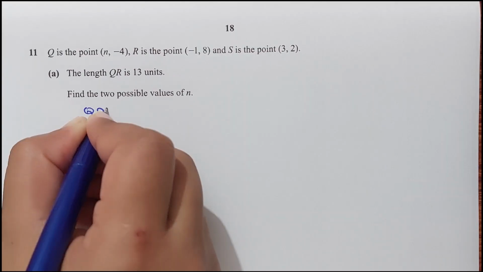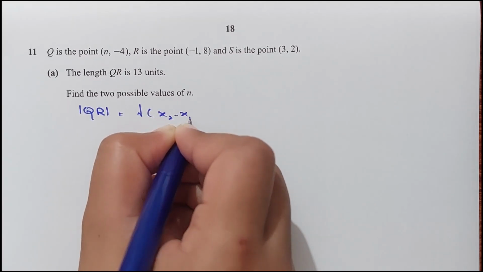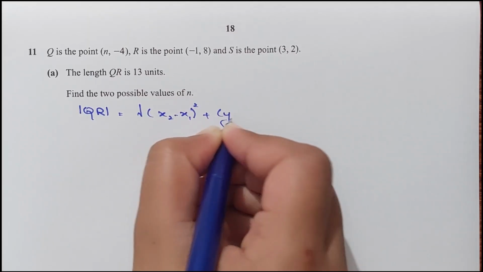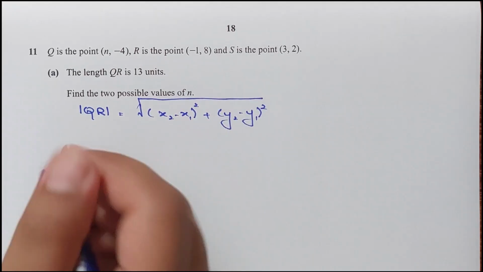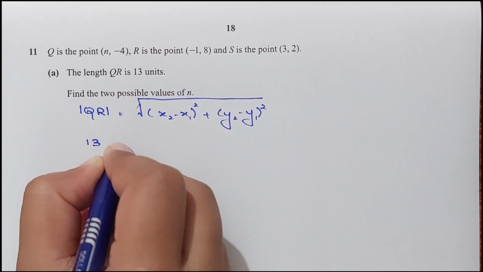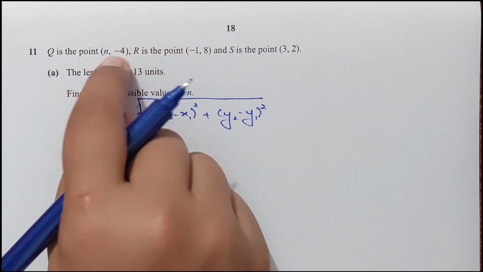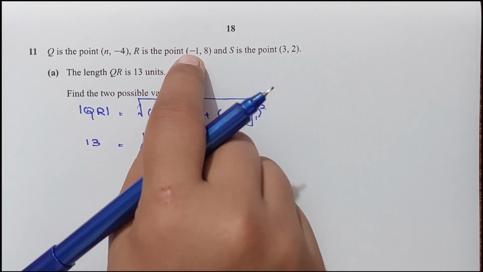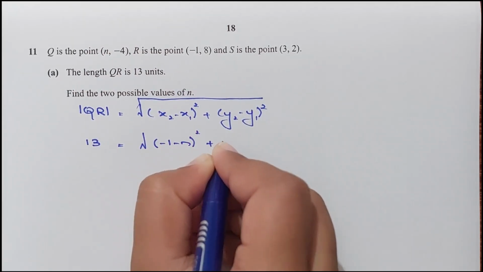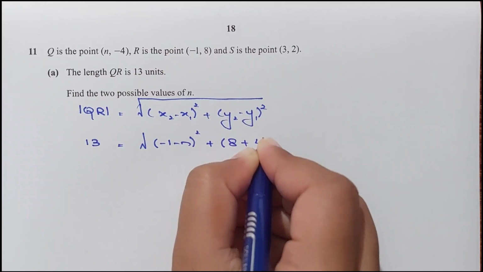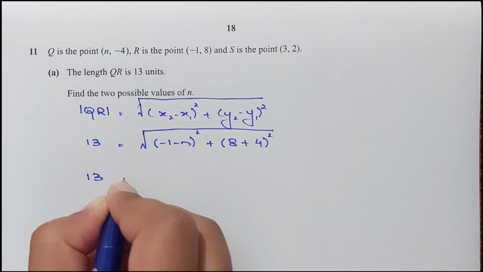QR length is the square root of (x2 minus x1) whole squared plus (y2 minus y1) whole squared. That is the length QR. Length QR is 13 units. This is Q and this is R. This is x1, y1, and this is x2, y2. So the square root of (minus 1 minus n) whole squared plus (8 minus minus 4) whole squared, and this is 13.